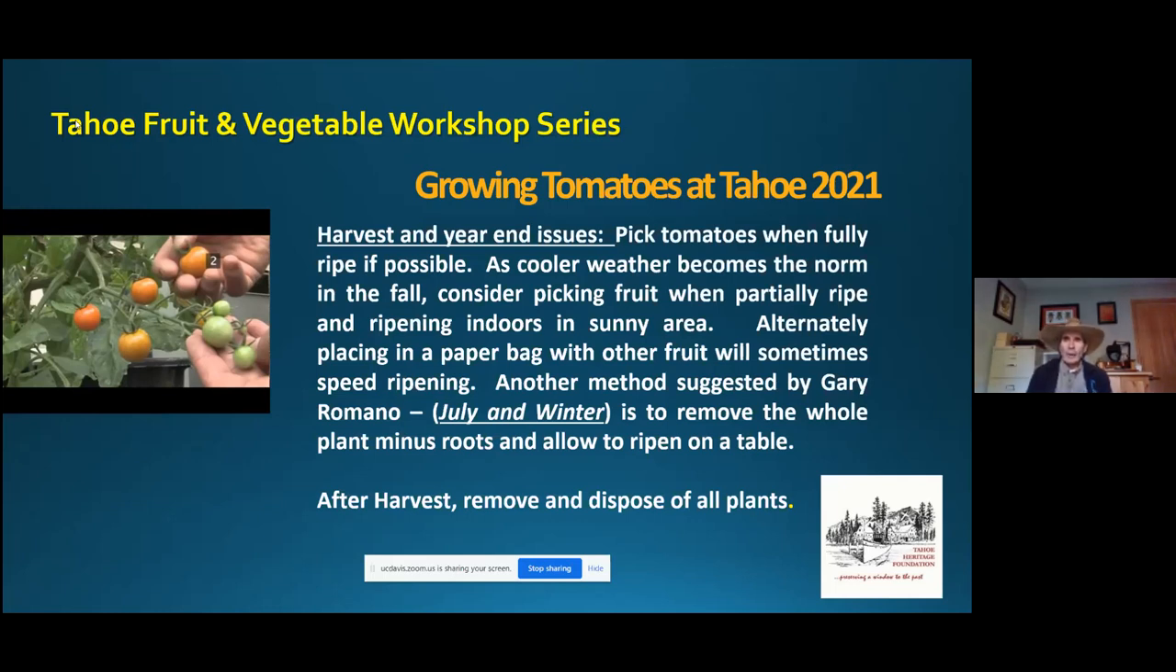One of the methods that was recommended by Gary Romano, who grows tomatoes just north of Truckee on his farm, and wrote a book called July and Winter. The way he recommends it is to pull the whole plant out at the end of the season, cut off the roots, and then either hang the whole plant in a garage or on a table, or place it somewhere out of the way. And the reason for that is that once the plant has been severed from the roots, certain hormone-like compounds, chemical compounds, will tell the fruit to ripen because the plant is dying.